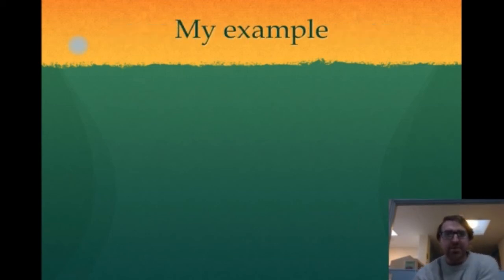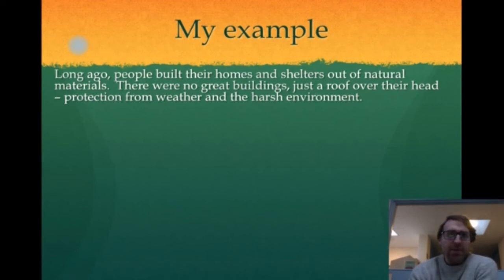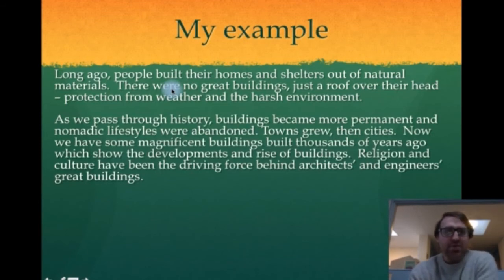So here's my example. Long ago, people built their homes and shelters out of natural materials. There were no great buildings, just a roof over their head, protection from weather and the harsh environment. So a little introduction about what we're saying there. We've got a little bit of explanation on what buildings were used for long ago. Okay. As we pass through history, buildings became more permanent and nomadic lifestyles were abandoned. Can you see I've used lots of technical language there? Permanent and nomadic. Nomadic means that they were free to move around, and they would quickly gather up their tent or their shelter and then move on to the next place.